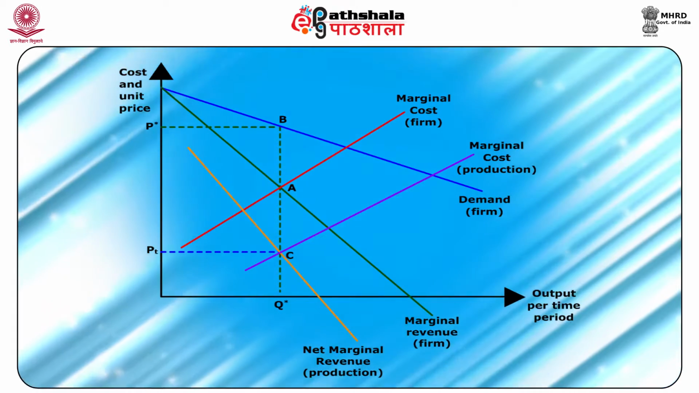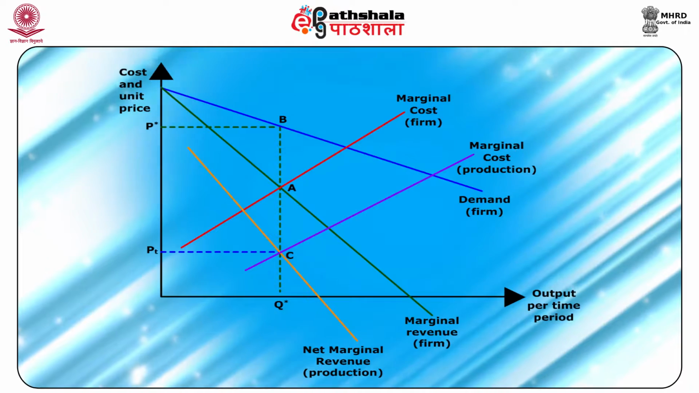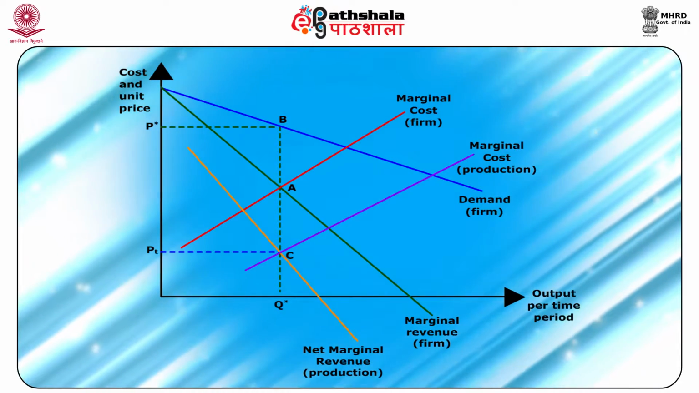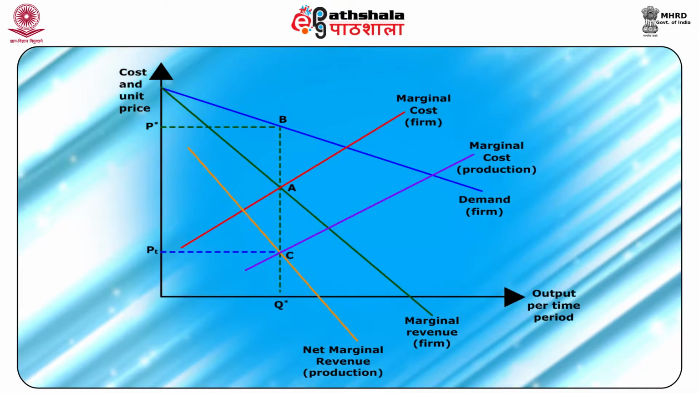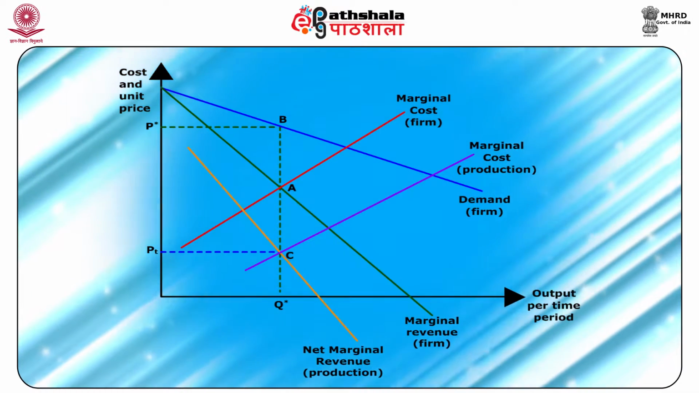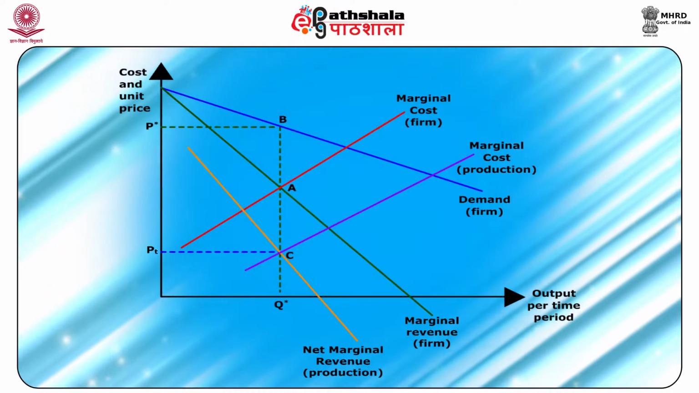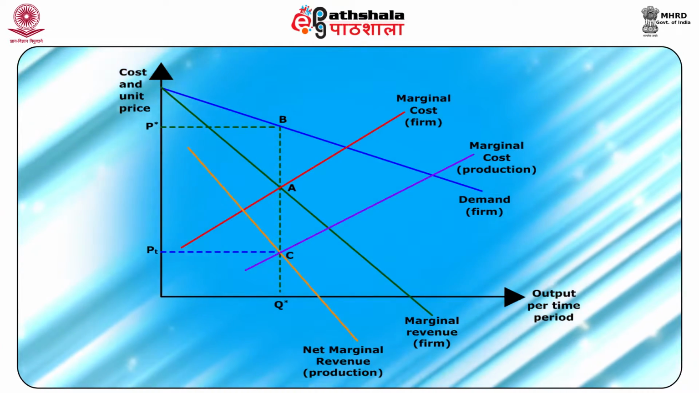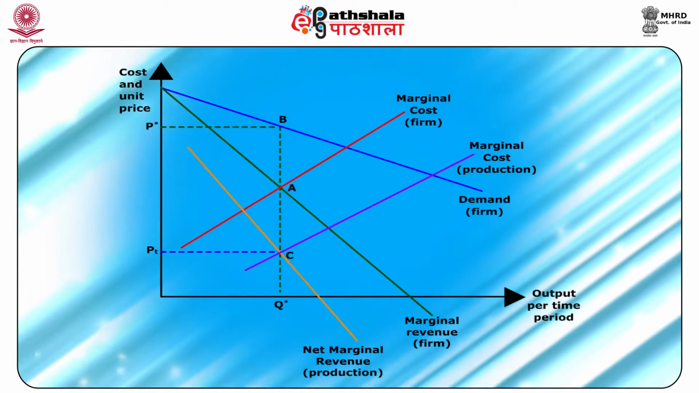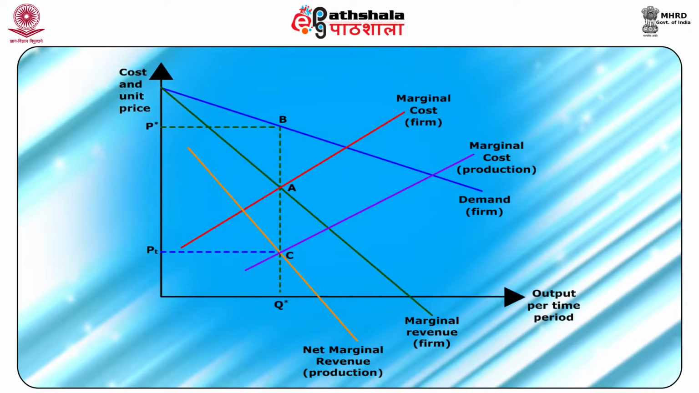That is to say, the firm should expand its output so long as the marginal revenue from additional sales is greater than the marginal cost. In this diagram, it follows that the intersection is represented by point A, which will yield a price of P star with a given demand at point B.